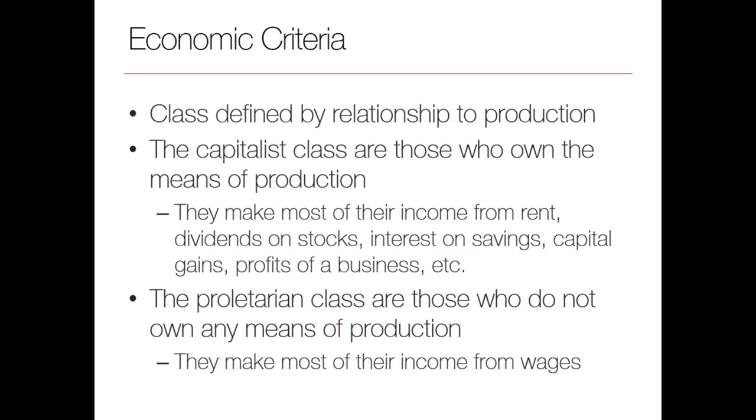So essentially, we could say class is defined by an individual's relationship to what they produce. Yeah? So for a working class person, most of their income, as I said, is made from wages. So how do they relate to their mode of production? They give their physical work to somebody. If we talk about the ruling class or the capitalist class, they have a completely different way of relating to modes of production. Yeah? They make most of their income from rent, dividends on stock, interest on savings, capital gains.